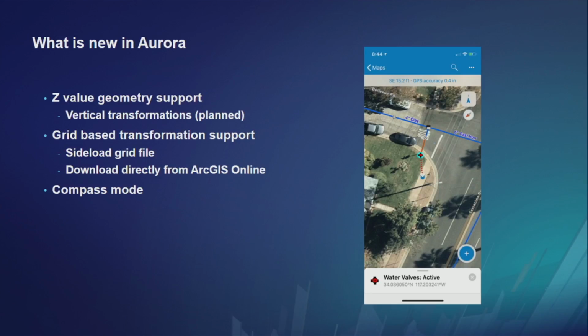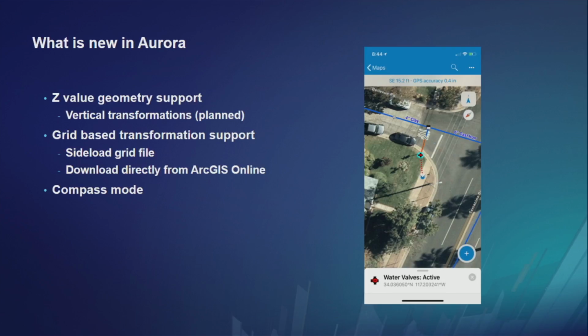This is kind of in our roadmap. Another thing we add into the Aurora is grid-based transformation support. When we work with customers from the UK or Canada, some of them require grid-based transformations to get the level of accuracy they need.